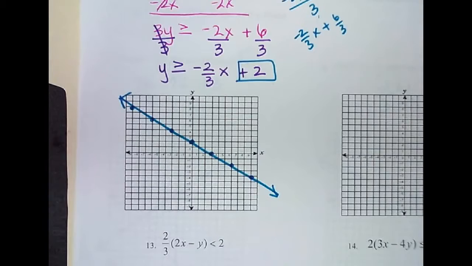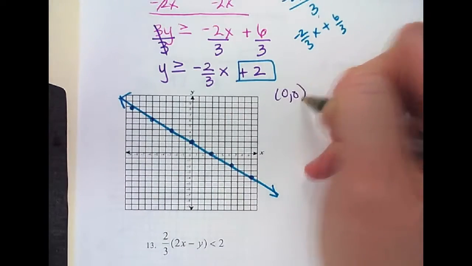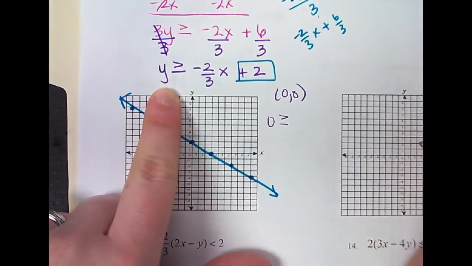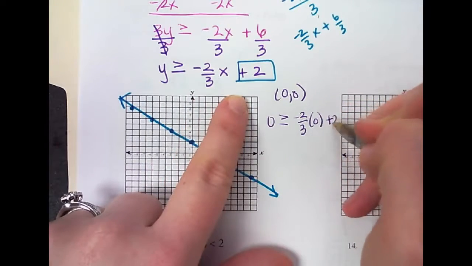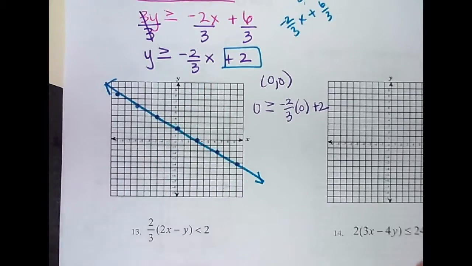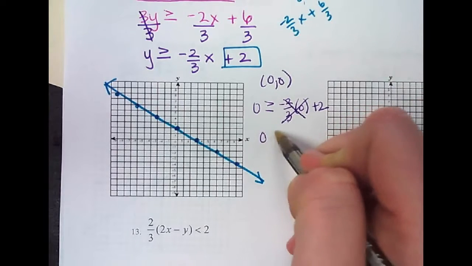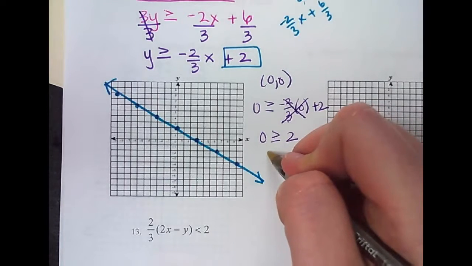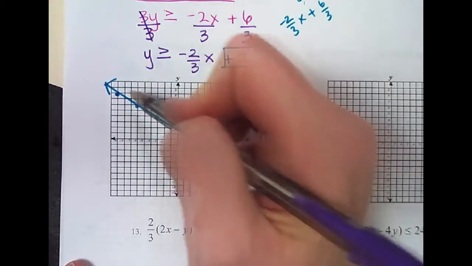Okay, and then I need to check a point. You can go back to the original problem if you want. I usually use this point, or this equation, it doesn't matter. So I'm going to plug in 0, 0. So 0 is greater than or equal to negative 2/3 times 0 plus 2. You don't need a calculator. Negative 2/3 times 0, that's gone. And then I just have 0 greater than or equal to 2. True or false? False. So here's 0, 0. Since it was false, I go on the other side and I shade.